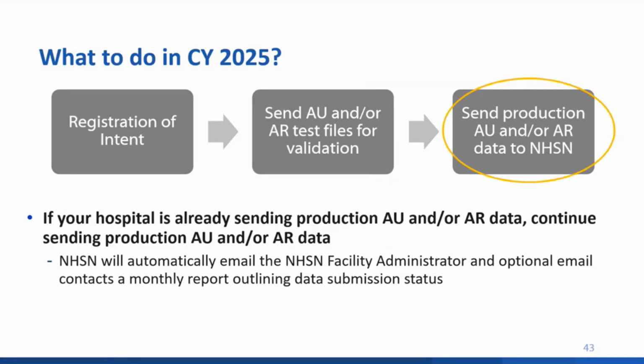Lastly, send production AU and/or AR data to NHSN. If your hospital is already sending production AU and/or AR data, continue sending production AU and/or AR data to NHSN monthly. NHSN will automatically email the NHSN facility administrator and optional email contacts a monthly report outlining your data submission status.